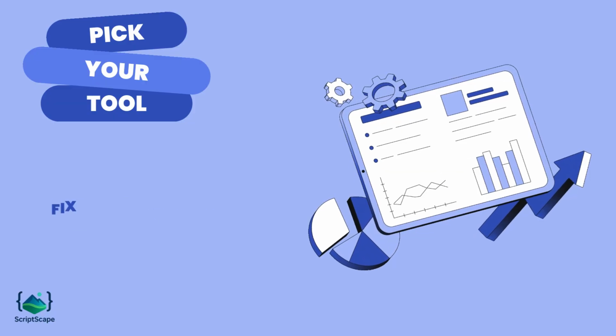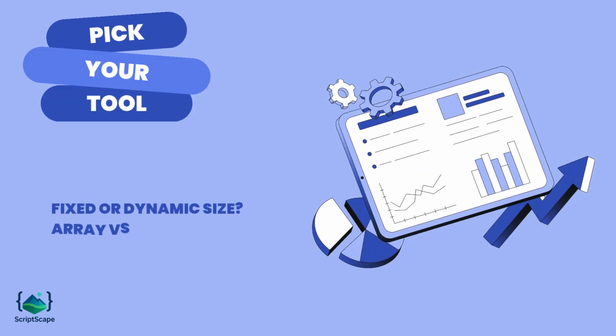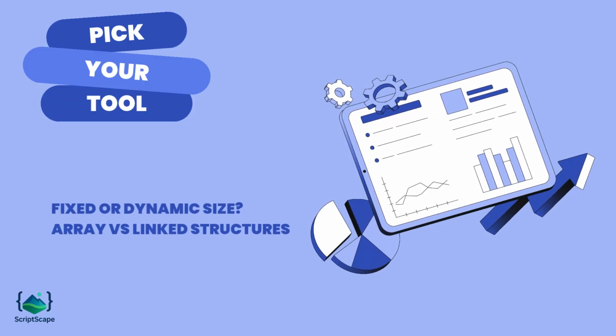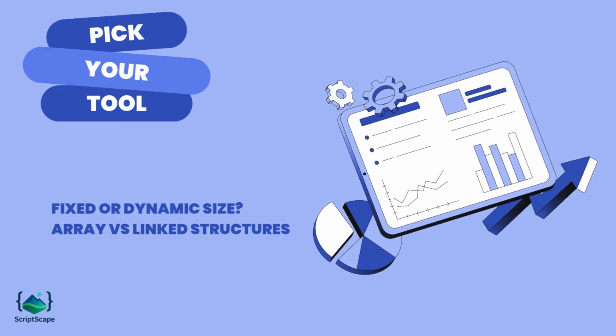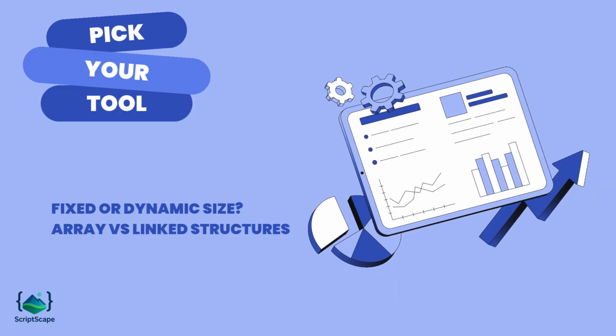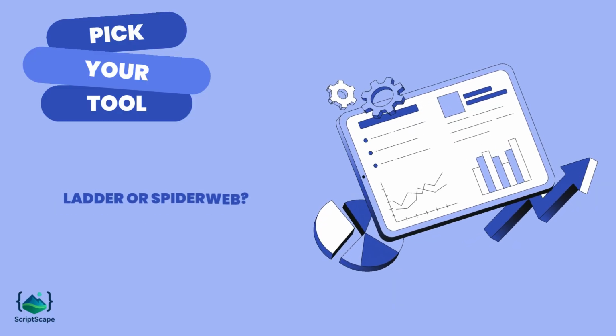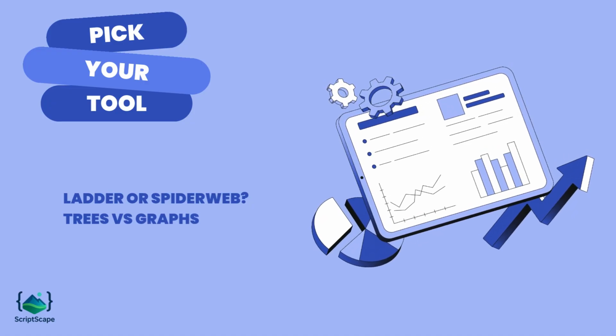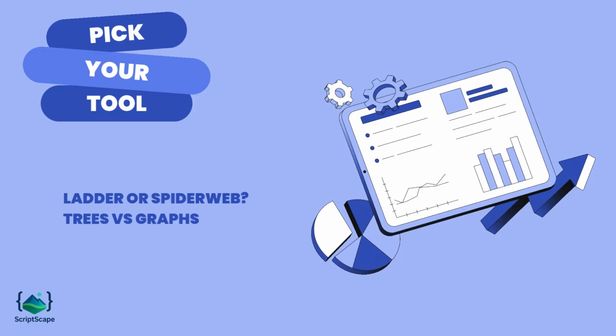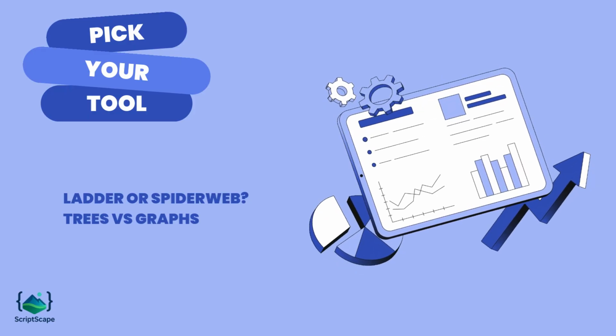2. Is the dataset fixed in size or does it grow like weeds? Fixed data plays nicely with arrays. Unpredictable growth favors linked lists or dynamic trees. 3. Do I have relationships more like a ladder or a spider web? Hierarchical ladders love trees. Messy spider webs demand graphs.